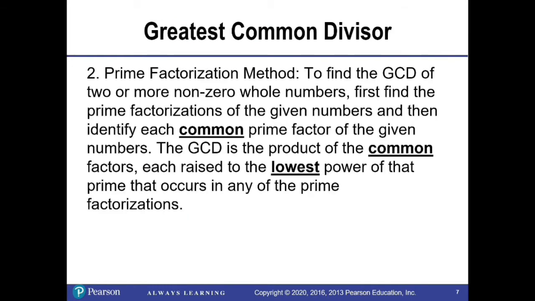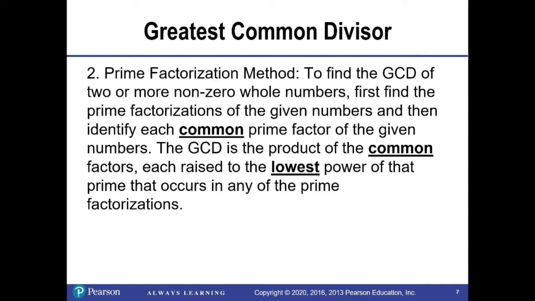Our next method for finding the greatest common divisor is called the prime factorization method. So here we're going to find the prime factorizations of each of our numbers. Then we'll look for what prime numbers are in common in our prime factorizations.